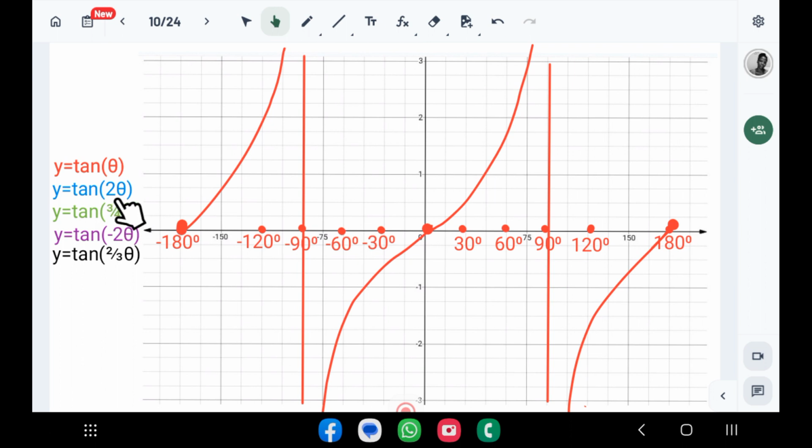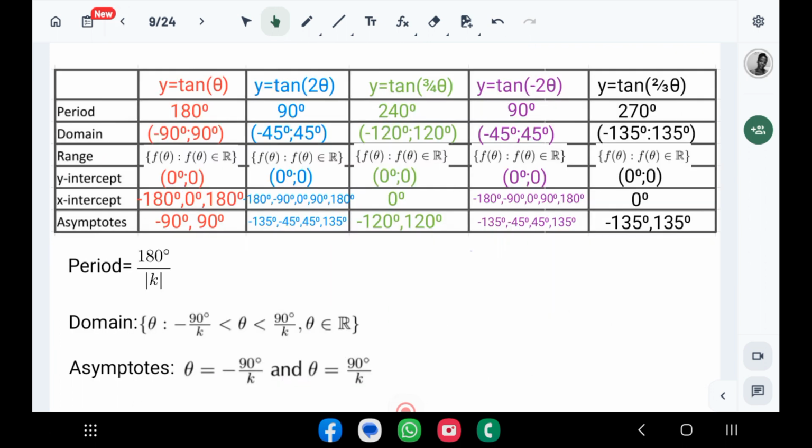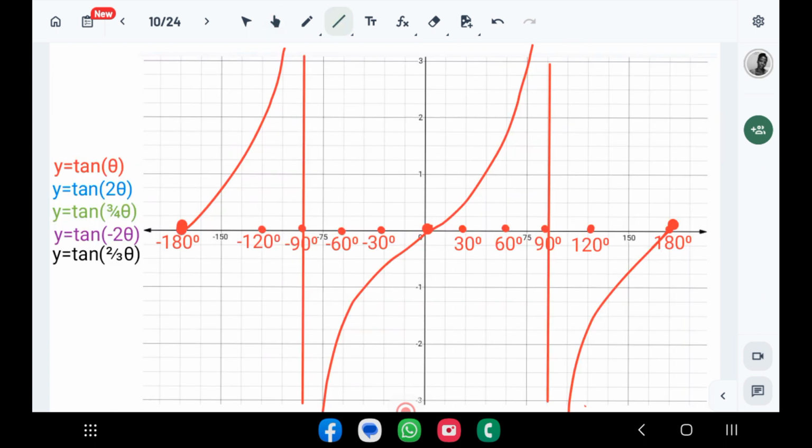The blue graph has a period of, let's go back to the table. The blue graph has a period of 90 degrees. Same as with the purple graph, 90 degrees. So our center branch will have the domain of negative 45 degrees to 45 degrees. So that is the blue graph. Okay, 45. Okay, 30 and 60. This is 45 in the middle of them. So let's use the blue color to match the graph that we are drawing.